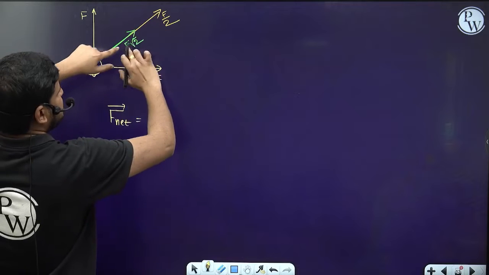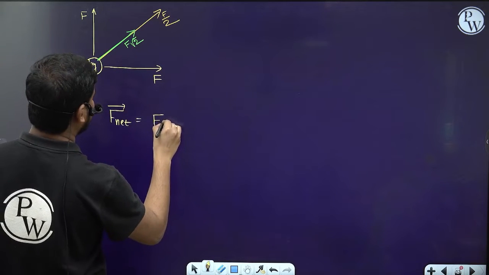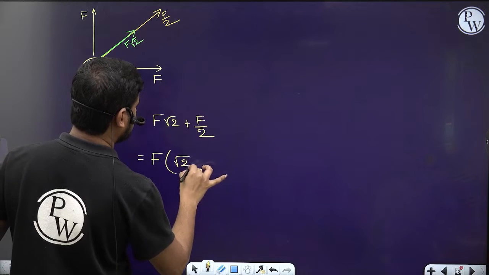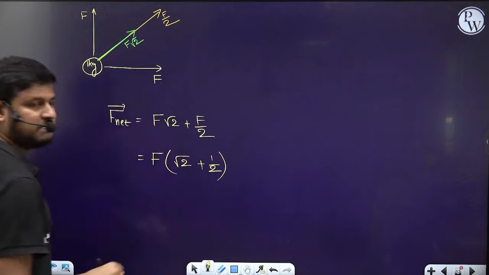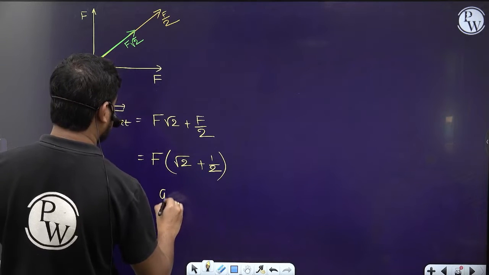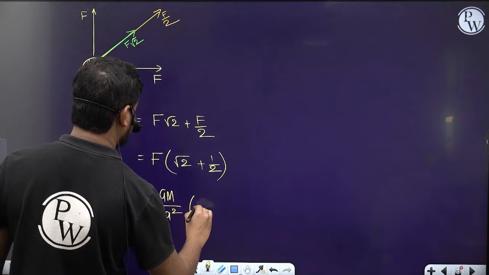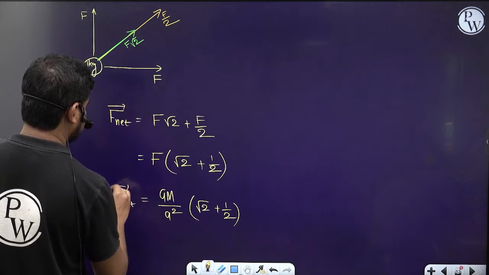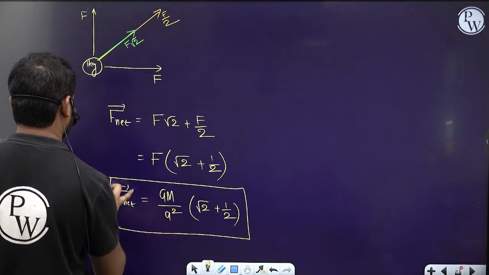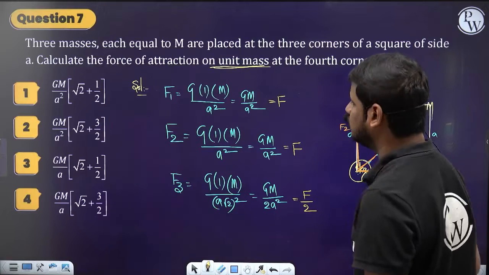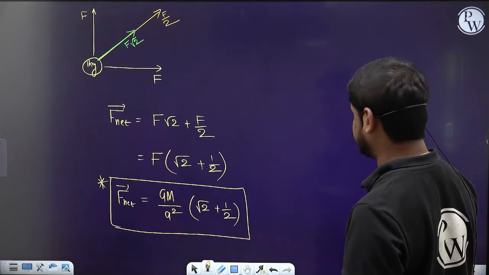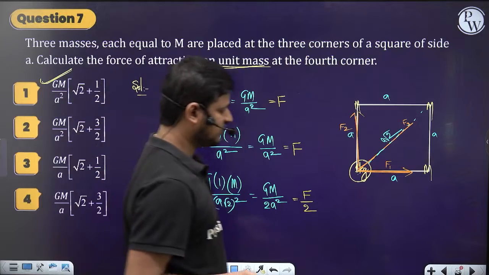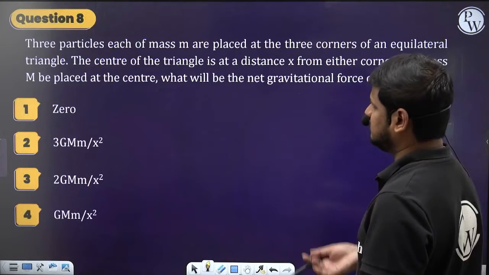Now they both are in the same direction, F root 2 and F by 2, so they both will get added. So F root 2 plus F by 2. Here I am taking F common, so it will be root 2 plus 1 by 2. Let me substitute what F is here. So GM by a square into root 2 plus 1 by 2. So this is the net force. So select this option now: GM by a square into root 2 plus 1 by 2. Yes, fine. Yes, we got the answer. Done. Next.